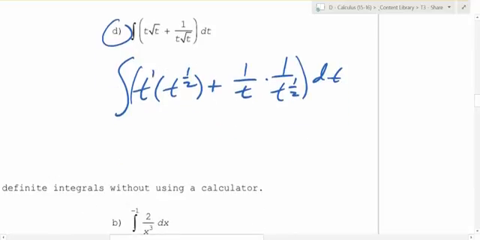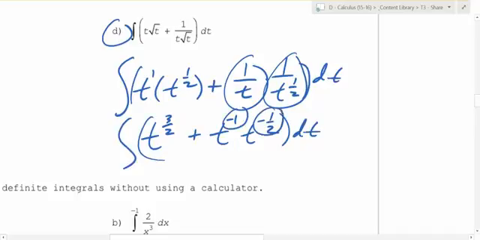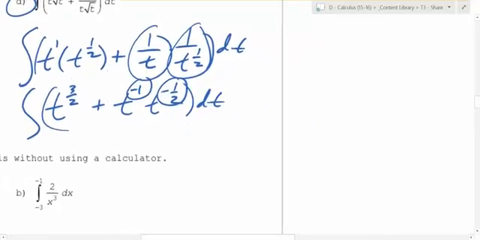What is t to the first times t to the 1/2? T to the what? 1/2. So I like saying t to the 3/2 is what I would say. Plus, this is t to what power right there? That's t to the, and this is t to the negative 1/2, right? So I have not done any calculus yet. What do we do with these two powers? You do what to them? Add them.